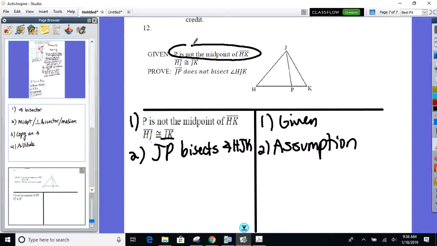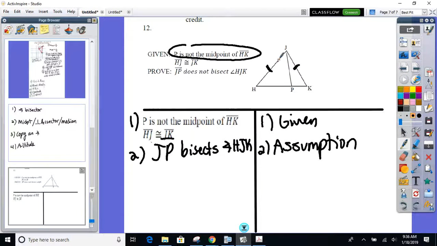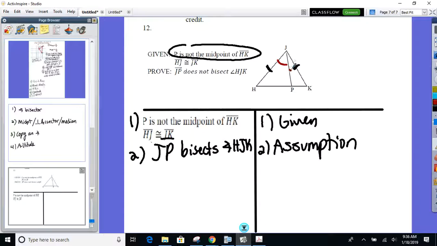If P were to be the midpoint, which two segments would be equal? HP and PK. Get them congruent for me. That's what I need your help to do right now as a class. I have HK and I have JK congruent. How about our assumption? What two angles are congruent based on our assumption? Angle HJP congruent to PJK. So angle HJP is congruent to angle PJK, by the definition of a bisector.